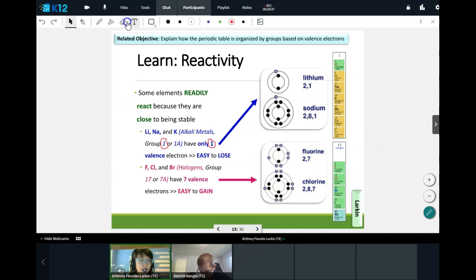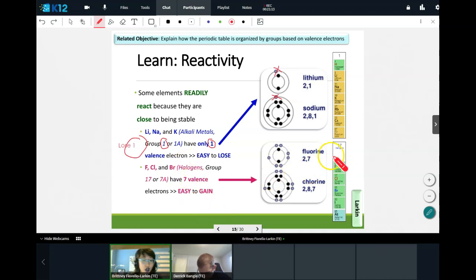Yeah, it's going to be way easier to just lose 1, right? And that's really going to make them extremely reactive, extremely aggressive, because they only have to lose 1, right? To drop down to a shell that's already full, they just have to lose this single one. So they're going to be highly, highly reactive because, again, they're only dealing with 1 electron. Okay. On the other hand, it could also be if you're just gaining 1 electron.